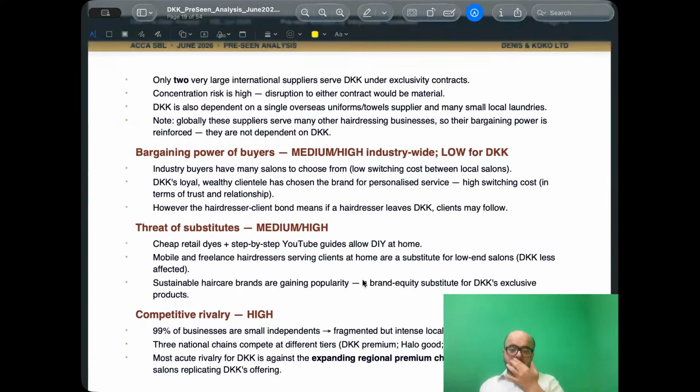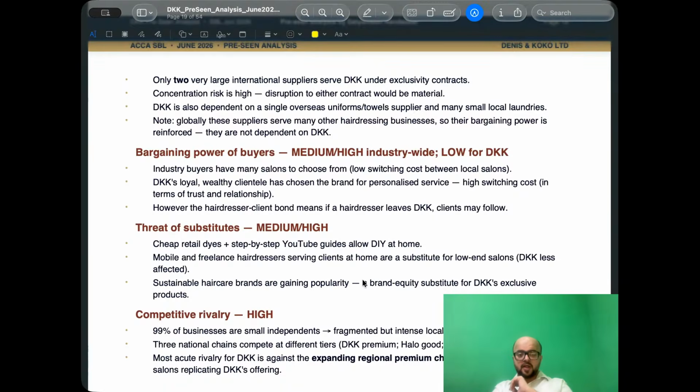Bargaining power of buyers, medium to high industry wide, low for DKK. Why is it medium to high industry wide? Because switching between salons is easier. Industry buyers have many salons to choose from, but DKK is there. If you have observed the data, they have pre-appointments. They need an appointment. Walk-ins are not allowed.